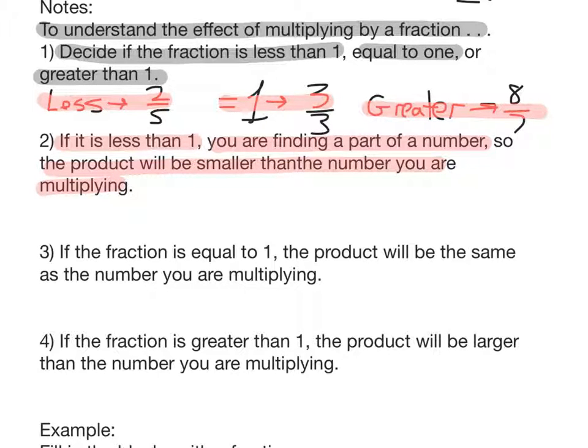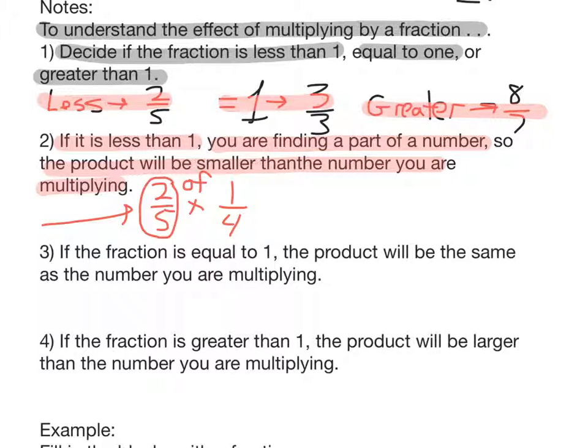For instance, the less than example would be 2/5 times any other number. It could be a whole number or a fraction. Let's just say a fraction. 2/5 times 1/4. And I want to know, is that answer going to be bigger or smaller than 1/4? Well, this is smaller than 1 whole. So I'm going to be finding 2/5 of 1/4. I'm finding part of 1/4. So it's going to be smaller than 1/4.